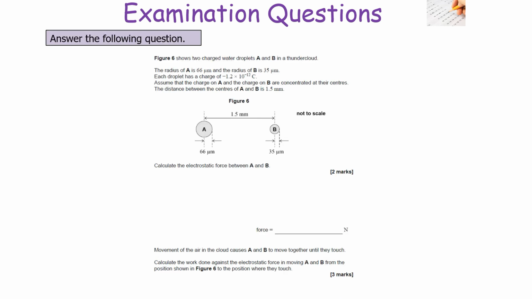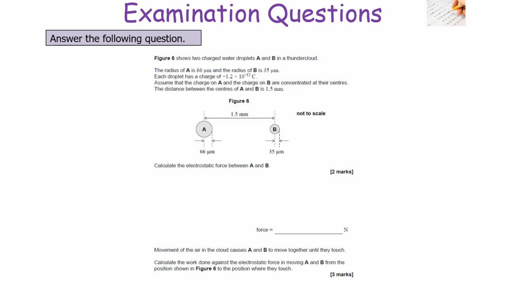The next question says, Figure 6 shows two charged water droplets A and B in a thundercloud. The radius of A is 66 micrometers and the radius of B is 35 micrometers. Each droplet has a charge of minus 1.2 times 10 to the minus 12 coulombs. Assume that the charge on A and the charge on B are concentrated at their centers. The distance between the centers of A and B is 1.5 millimeters.